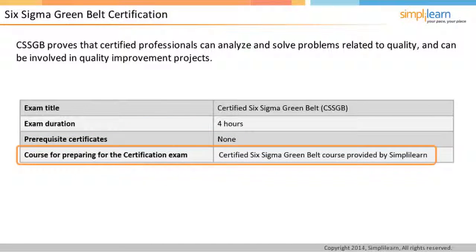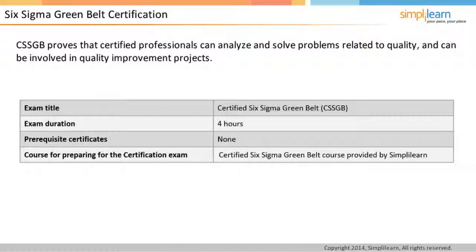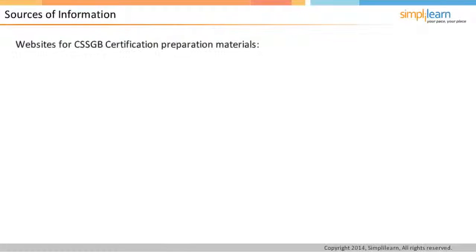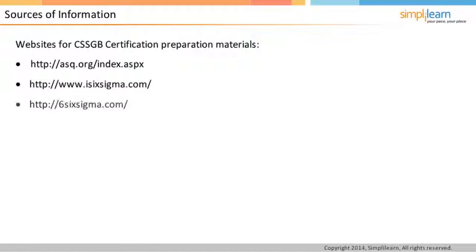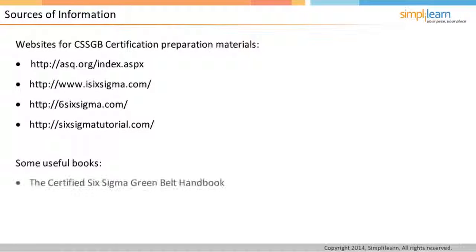The Certified Six Sigma Green Belt course provided by Simplilearn can be taken up to prepare for the certification exam. Let us look at some useful sources of information in the next screen. Some of the websites that provide CSSGB certification preparation materials and reference books are listed on the screen.